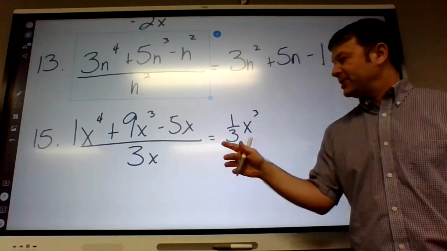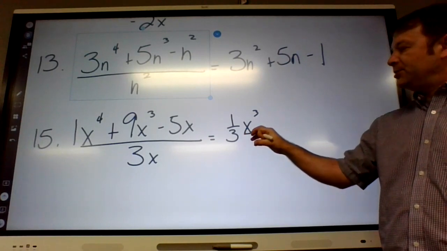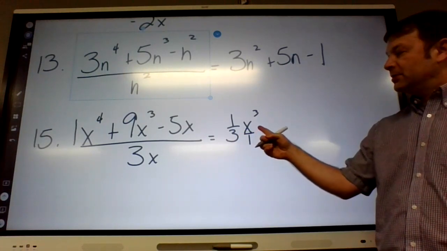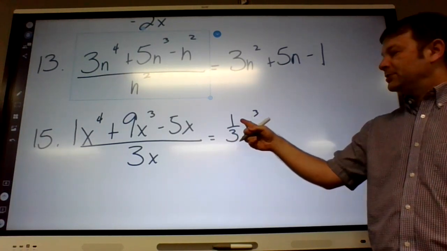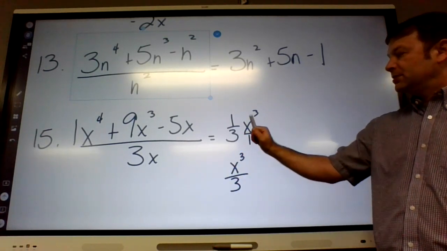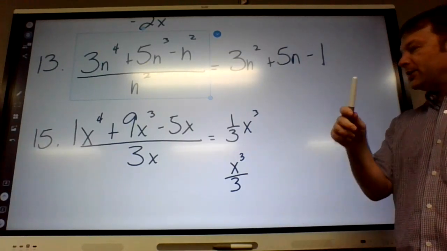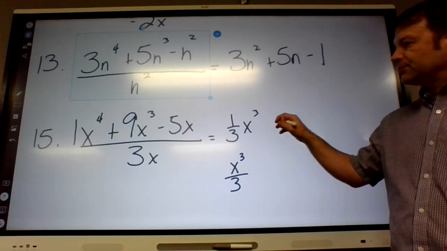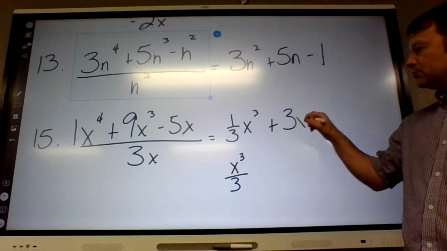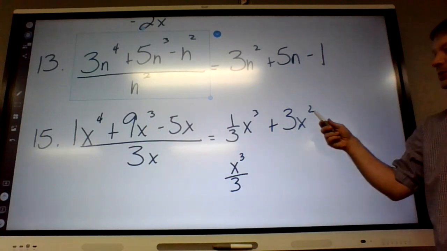Yeah. By the way, sometimes it's written like this. I think the book did write it like this. But remember, x cubed is like x cubed over 1. So if we multiplied them together as 1, where would the x cubed go? On top. So this could also be written as x cubed over 3. Okay? It's kind of an important note. Okay, keep going, Manny. So, then it would be 3x squared? Yes. 9 divided by 3 is 3. x cubed divided by x, x squared.